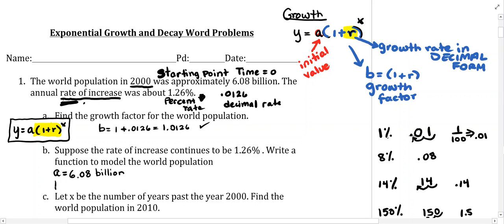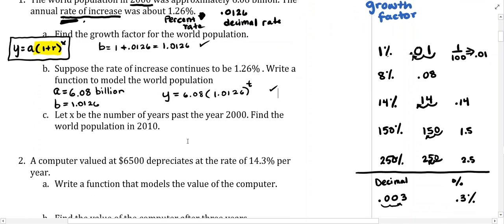We know that B is equal to 1.0126. And so this equation will be y equals 6.08 times 1.0126 raised to, instead of x, we're going to use time. So then that would be the equation for this answer. Let x be the number of years. Okay, x, t. Let t be the number of years past the year 2000.